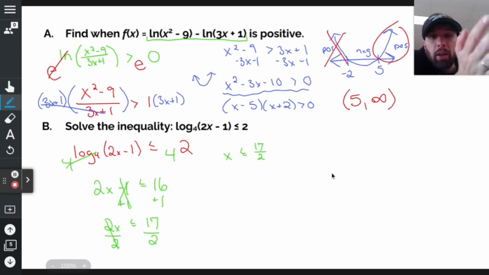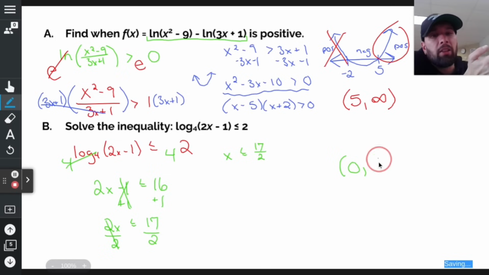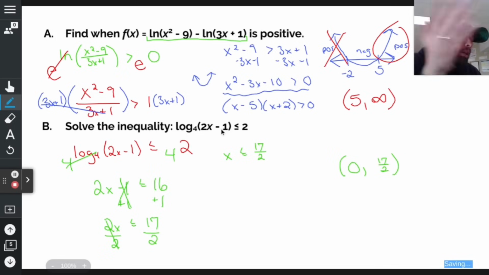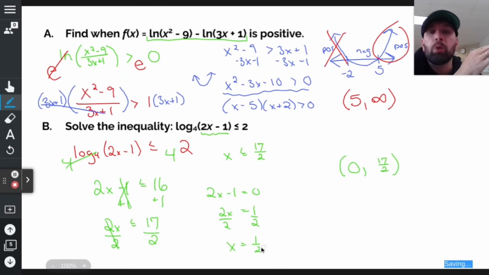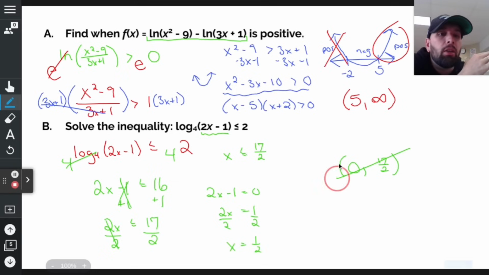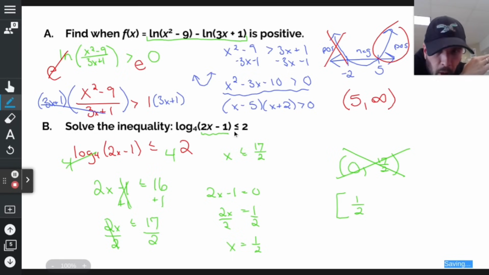But I'm not just going to say that x is between 0 and 17 over 2 either, because if I plug in 0, 0 minus 1 is still not allowed. So what's my domain restriction? Well, I have to make sure that whatever I do, that guy is 0 or greater. So if I set u equal to 0, 2x minus 1 equal to 0, add 1, divide by 2, x equals a half is the minimum value you're allowed to plug in. Okay, so the minimum value I'm allowed to plug in is 1/2, and I'm putting the little bracket there because of that or equal to.